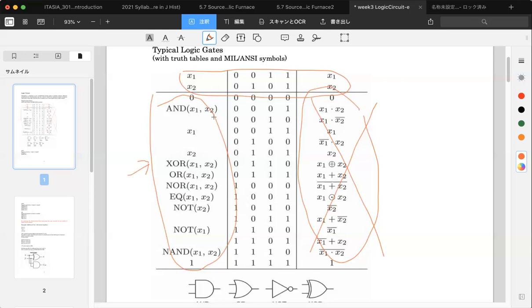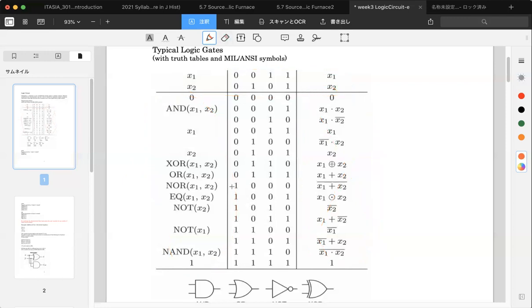Okay. Yeah, and that's the thing. And what is XOR? Oh, okay, I'll go through that later. Oh, okay. Sorry.